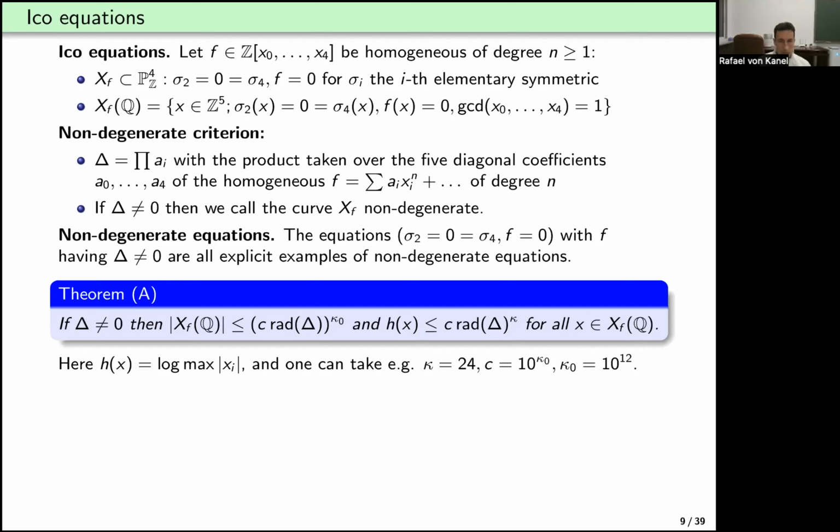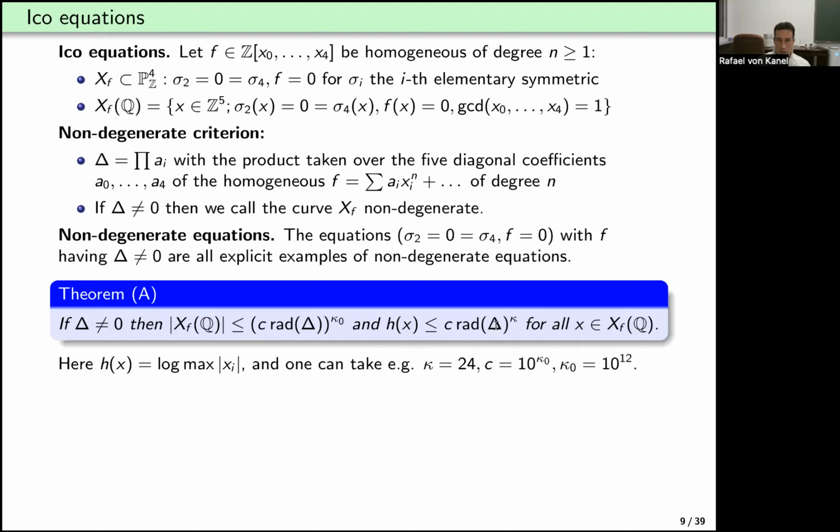And now we can state the first theorem, so this is Theorem A. So we assume that this delta is non-zero, then we can explicitly bound the cardinality of the number of rational points of X_f, and we can also bound, for each rational point x of X_f, its logarithmic Weil height explicitly only in terms of the radical of delta.